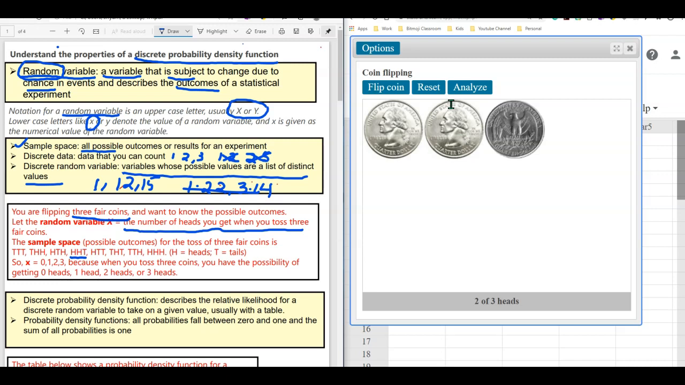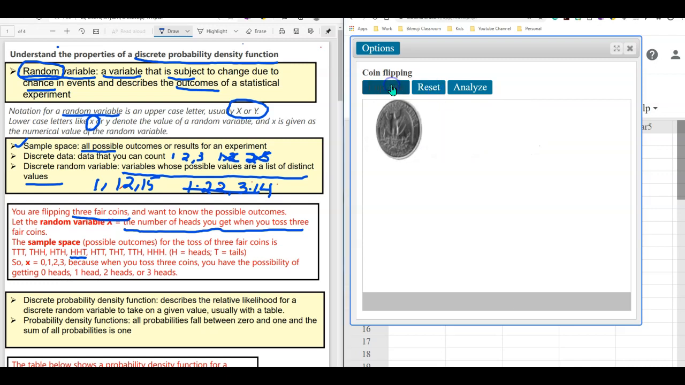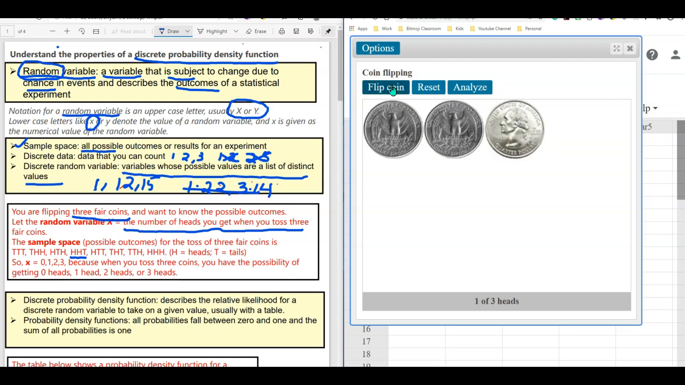Now let me do it one more time. Flip, first time, second time, and third time. If I do it this way, look what I got. I got 2 tails and a head. So I'm just trying to see how many possible outcomes I can get. So if I look at it, I can get tail, tail, tail, tail, head, head, head, tail, head. So these are all the possible outcomes when I flip 3 coins.